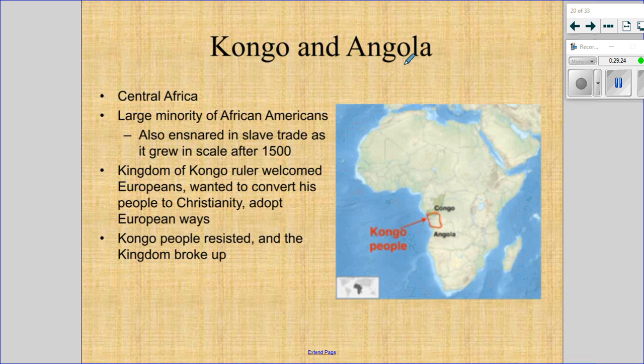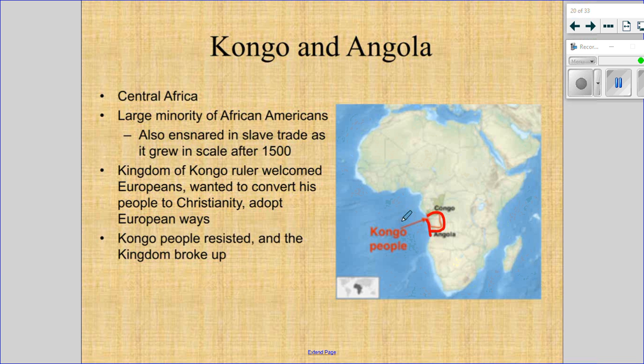Okay, so there is a sizable minority of African Americans today who can trace their ancestry to Central Africa, namely Angola and the Congo region. And actually, if you ever take my U.S. history class, I talk about how the first slaves to arrive in British North America arrived at Jamestown in 1619. And many of them were Angolan. They were actually taken off of another ship.